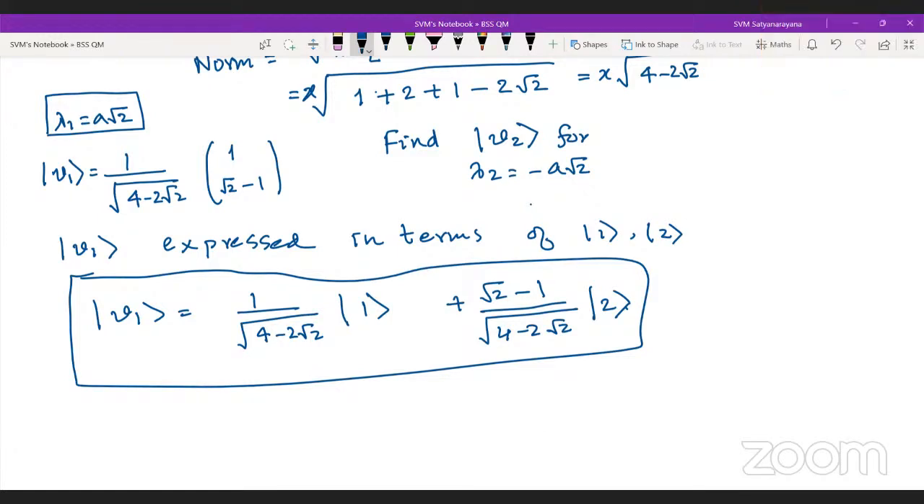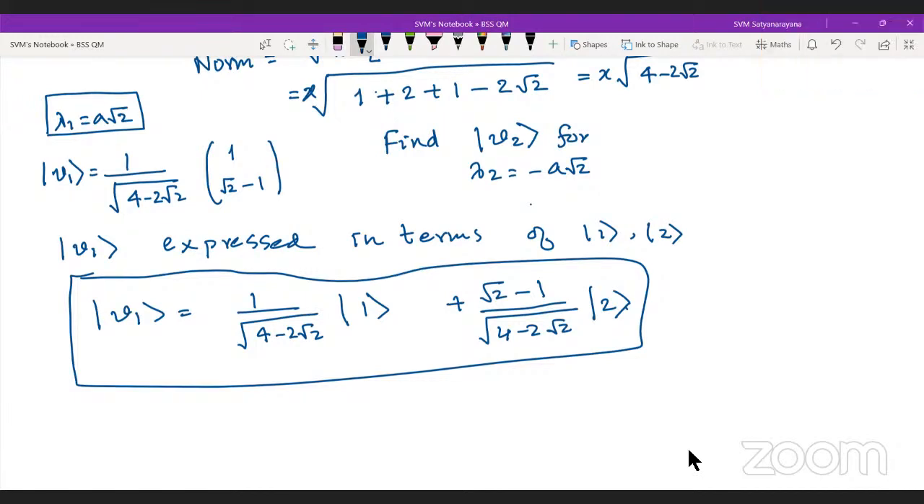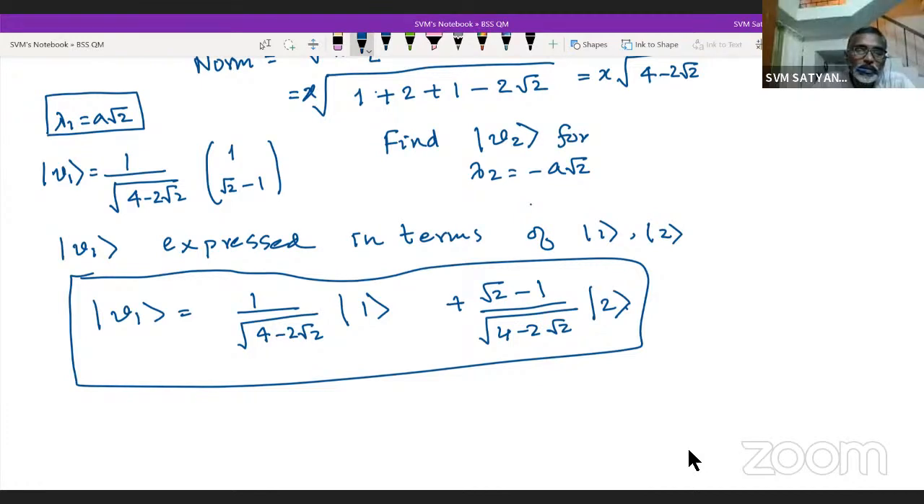Yes, sir, I got confused actually. So you got confused for sigma x. Yes, sir. Like the Hadamard operator actually rotates from sigma z to sigma x. Correct. So I have that information.